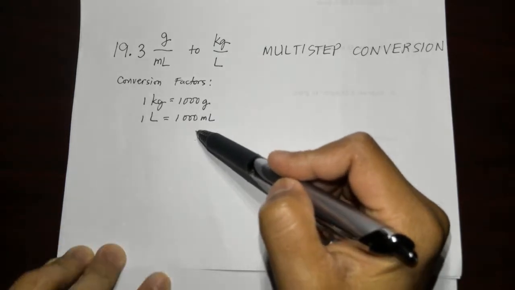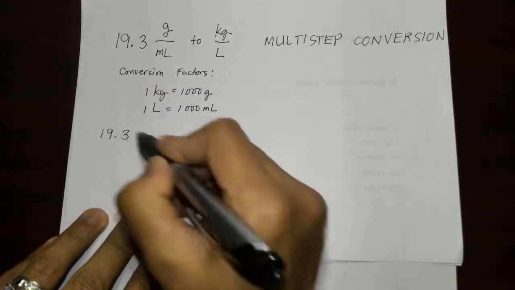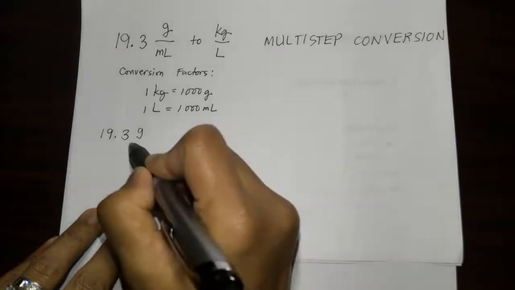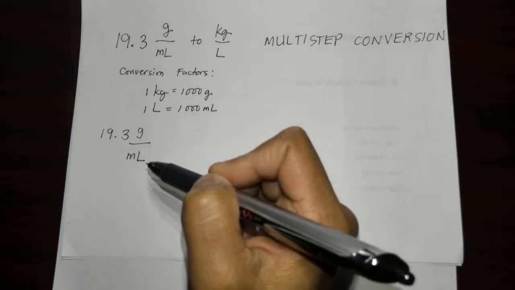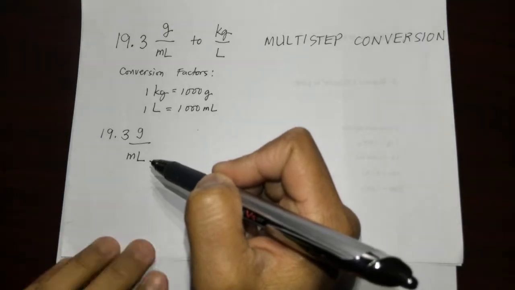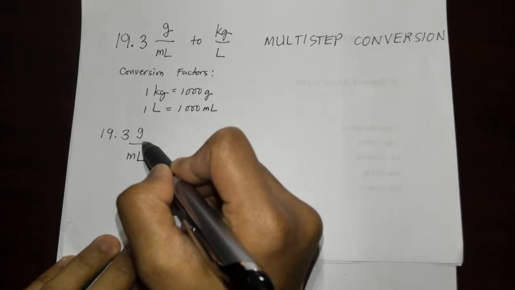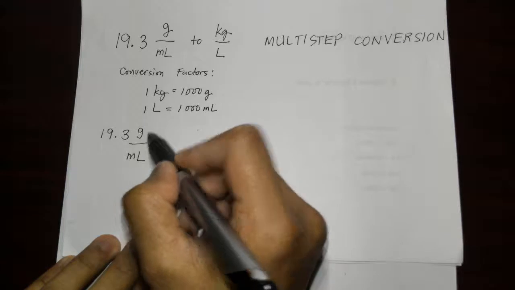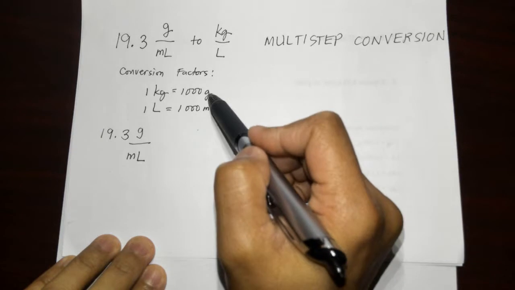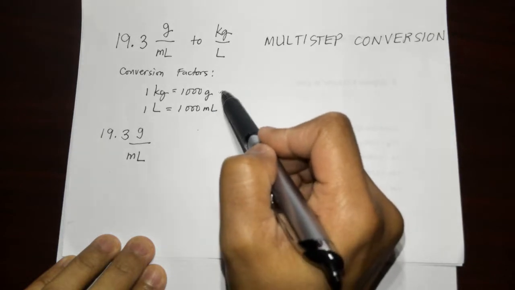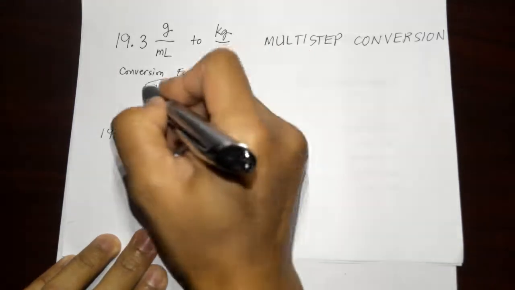So let's illustrate that here. You have to write first the given, 19.3 grams over or per ml. The first thing we need to focus on usually is to convert our numerator. So let's start with the gram. We will convert our grams to kilograms here. And what conversion will we use? Look at your 2. Of course, we're going to use the first one because that's the one about gram and kilogram, right? So we're going to use this first.